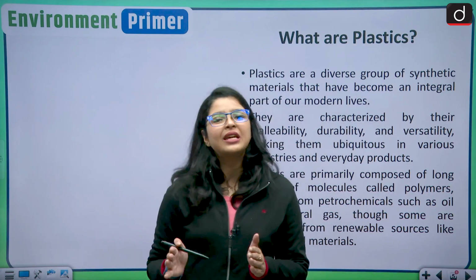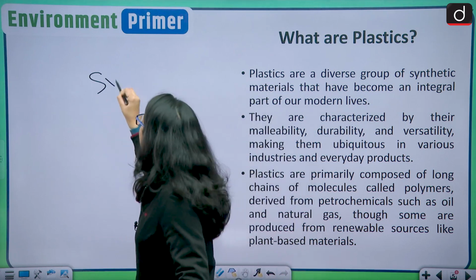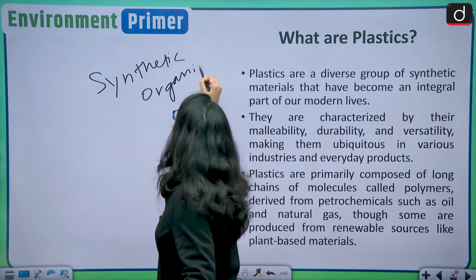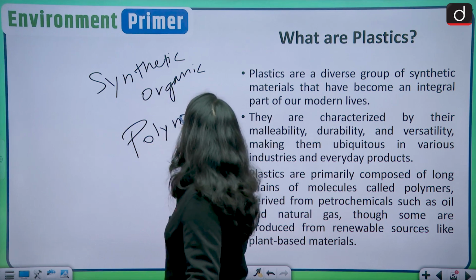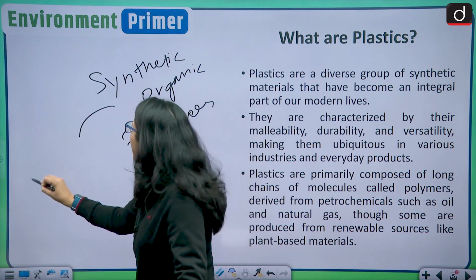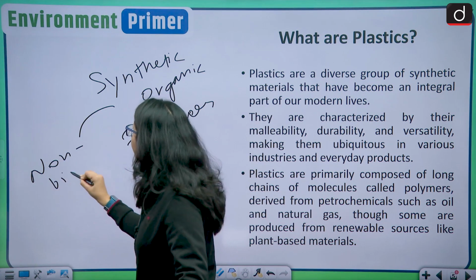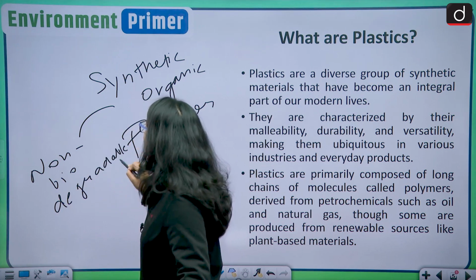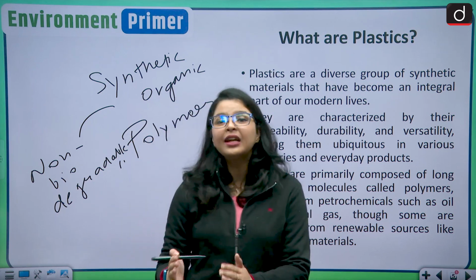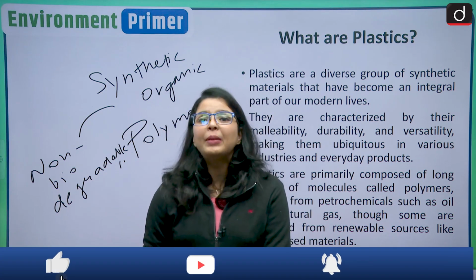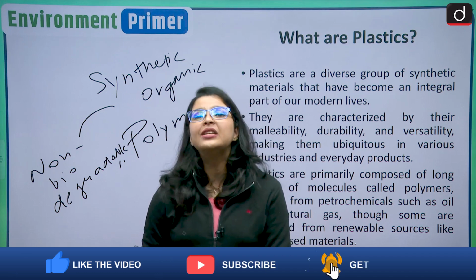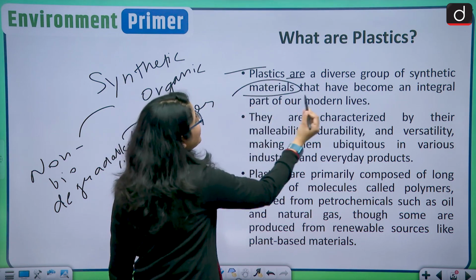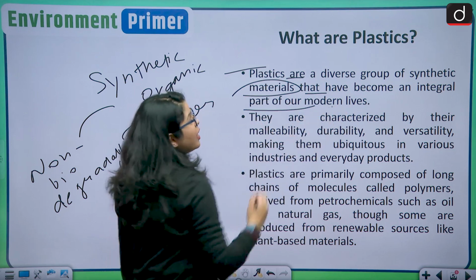So if I talk about plastic in very simple terms, it is a synthetic organic polymer that is non-biodegradable in nature. So plastic is a synthetic organic polymer which is non-biodegradable in nature and it has a very slow decomposition rate. So plastics are diverse group of synthetic materials that have become an integral part of our modern lives.